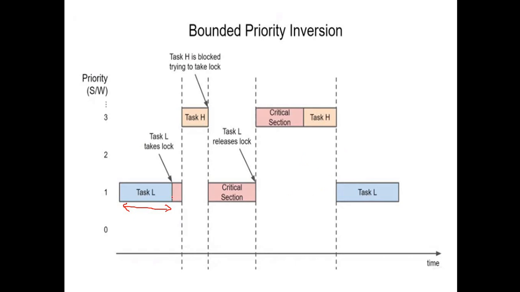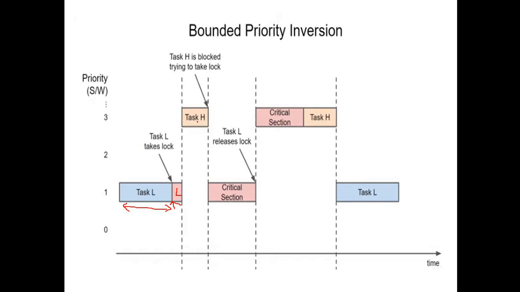Task L wants to continue in the critical section. It is holding the lock for the resource. So therefore, task L enters into the critical section. Now the high priority task H is coming and H is trying to enter into the critical section. So it will preempt the task L.